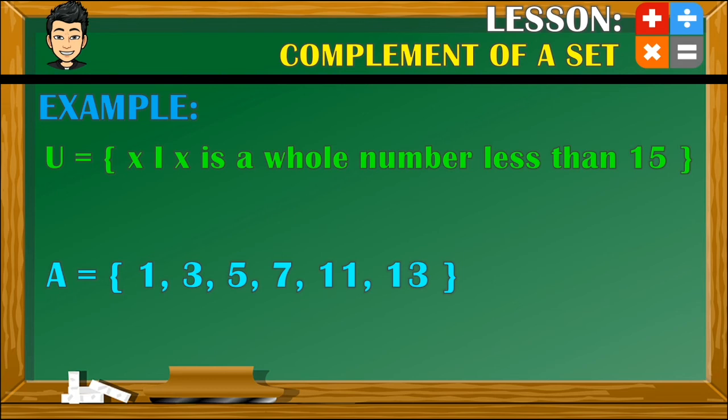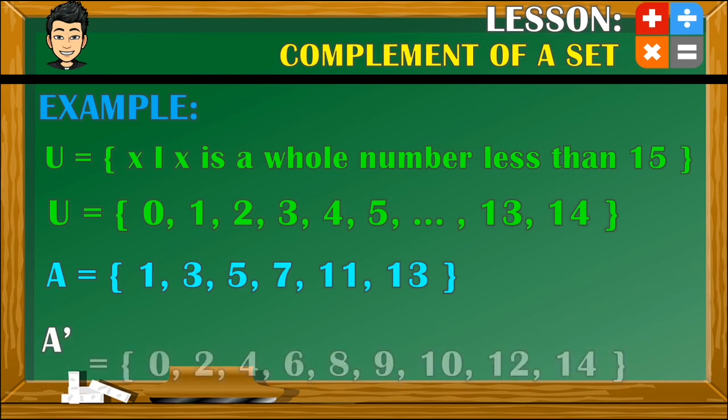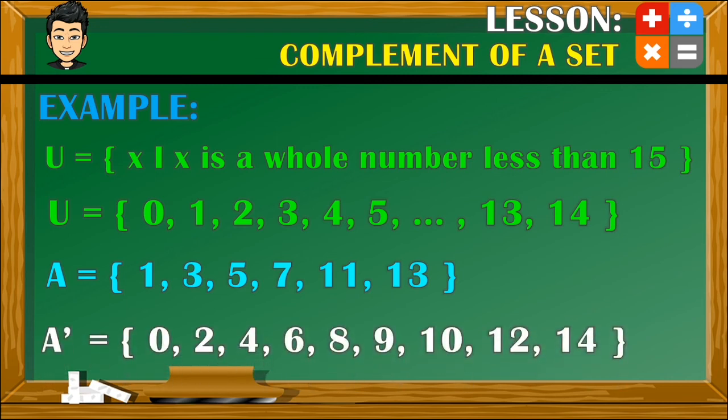Since the elements are whole numbers less than 15, the universal set will have the following elements. Now, what is the complement of set A? The complement of set A will be like this. These are the elements found in the universal set but not in the given set A.